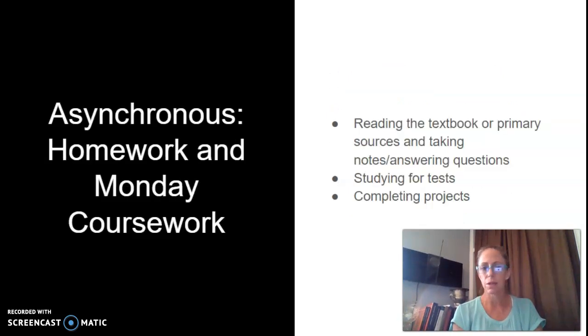So asynchronous learning is both homework and Monday coursework. And so this is going to be primarily reading the textbook or primary sources that I've posted on Canvas and taking notes or answering questions regarding the reading. Usually this is done before we then talk about it in class, so the students have a bit of baseline knowledge, and then I can enhance that understanding through our discussion and coursework. In addition, I'll be asking them to study for tests, which will be primarily written, and completing any projects that they didn't do during the synchronous classes.